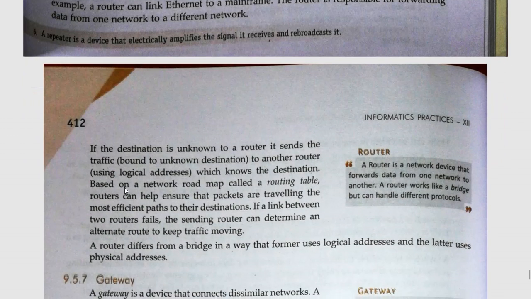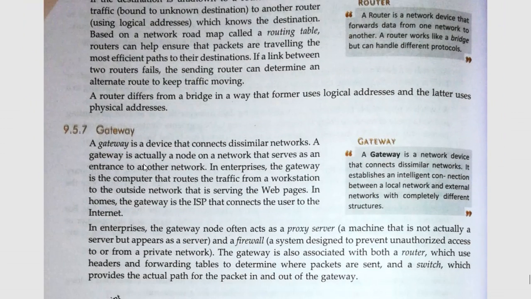Only one thing was different: I told you that the external network can be connected to the internal network, and that is done with the help of the gateway. A gateway is a network device that connects dissimilar networks. The outer, external network is in a different topology, and the inside network is a different network. So a gateway connects two dissimilar networks.